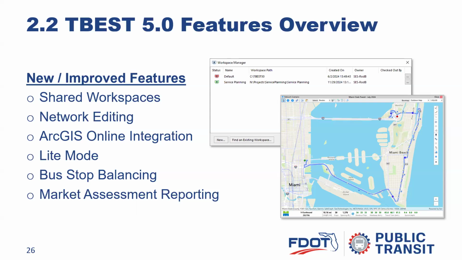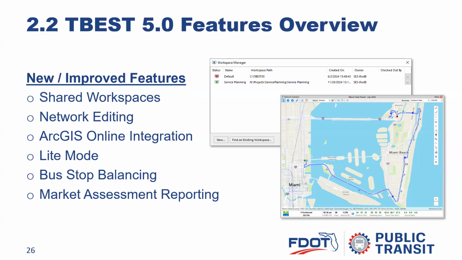Network editing, much improved from TBEST 4.8. So there's a lot of improvements, including a statistics bar, a network editing toolbar, segment endpoint numbers, and just lots of tools to make it a lot more streamlined and easy to use. So we'll be going over those later today.